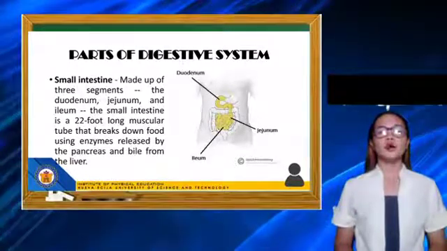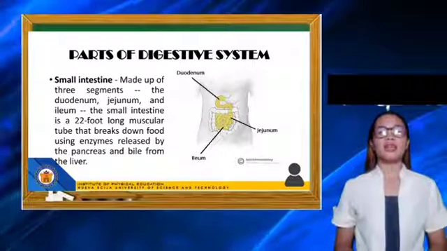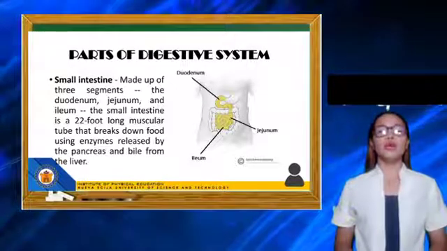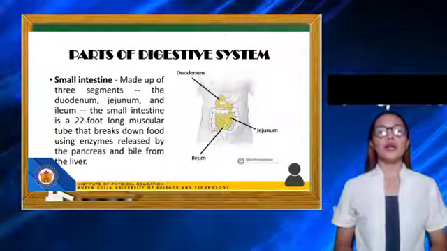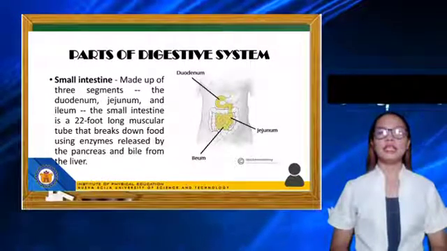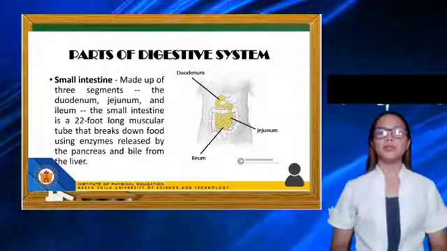The walls of the small intestine absorb water and the digested nutrients into your bloodstream as peristalsis continues. The waste products of the digestive process move into the large intestine. The small intestine has three parts: the duodenum, jejunum, and ileum.